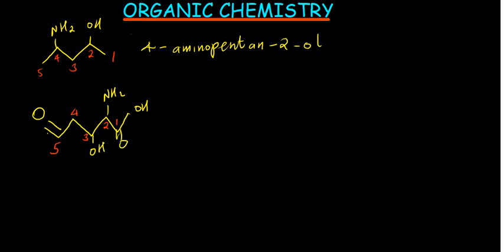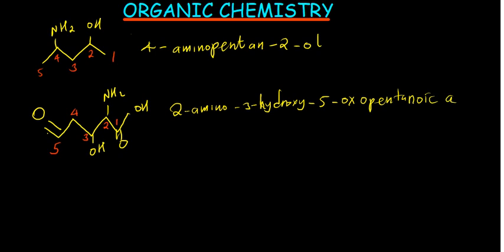A comes first, so this is going to be 2-amino, and then 3-hydroxy, and then 5-oxo. And then you name the whole chain, it has 5 carbons, pent. So it will be pentanoic acid because it's an acid. So that is going to be the name for this one.